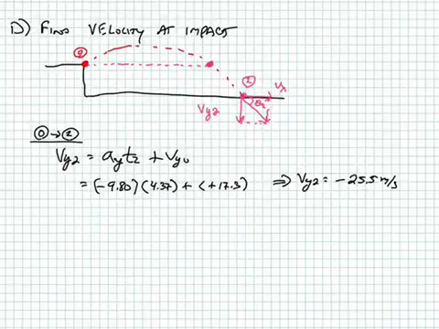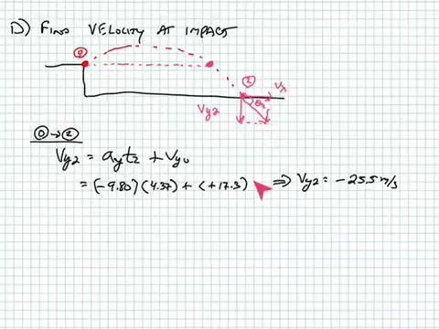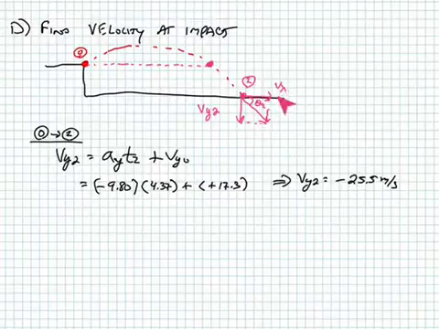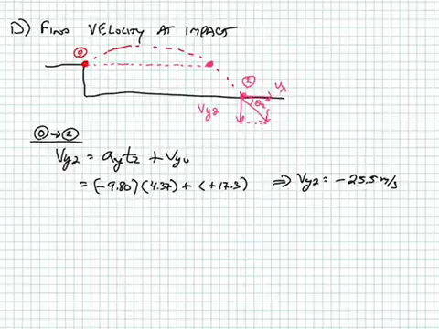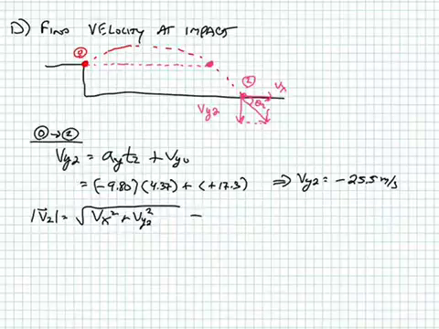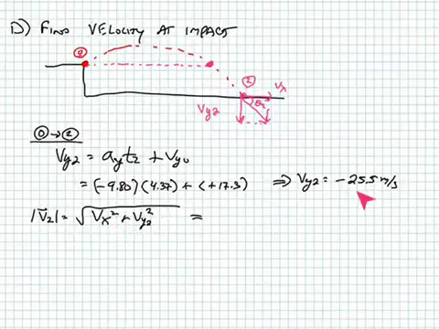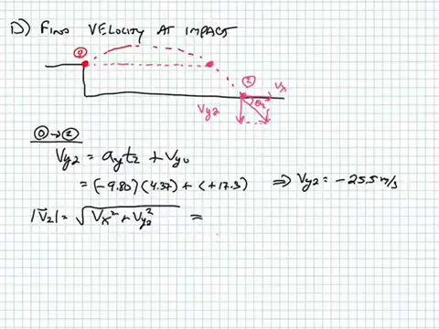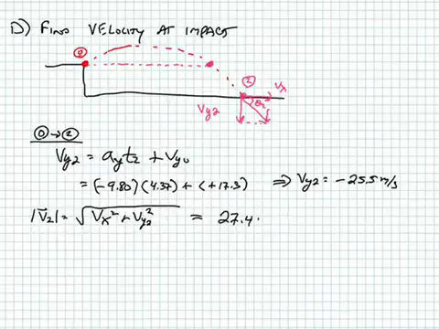Now we're not done, and this is where students commonly make mistakes when asked for the speed or the velocity, because this is just the y component of velocity at 2. In order to find the speed, I need to use the Pythagorean theorem with Vx. So the speed at 2 is the square root of Vx squared plus Vy2 squared. That's the square root of 10 squared plus negative 25.5 squared, and my speed is 27.4 meters per second.